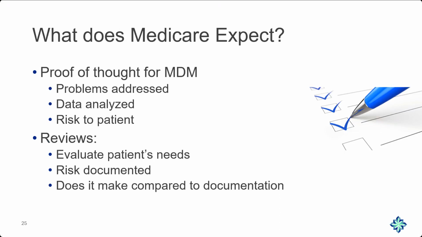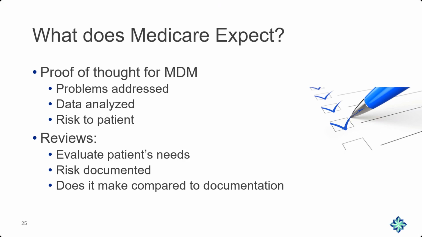So what we're expecting out of that, with all of that in mind, is that documentation has to be the proof of thought for MDM in general, even beyond risk. It has to show the problems that were addressed in that encounter. As I mentioned earlier, it's not going to necessarily be the entire list of everything going on with that patient all the time. Maybe all of that is being addressed in that encounter, but it is going to have to be what's addressed in that encounter. If they have 15 different things going on, but you're only addressing one of those, that's the only problem that's going to account for that encounter.